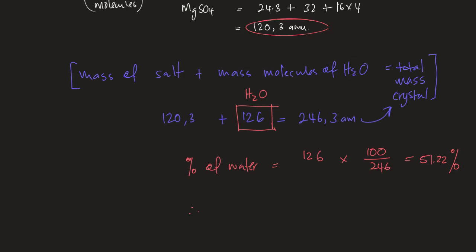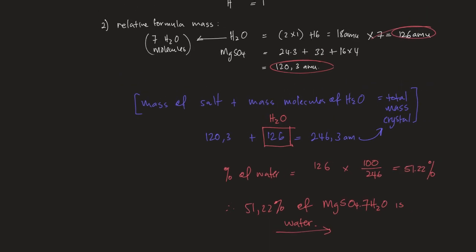So therefore, 51.22% of MgSO4·7H2O is water. And there we go. Right? So nice and simple.